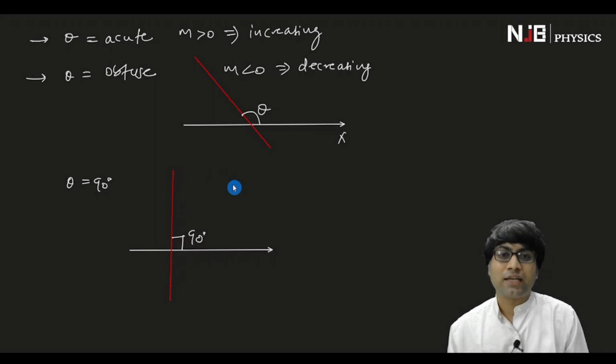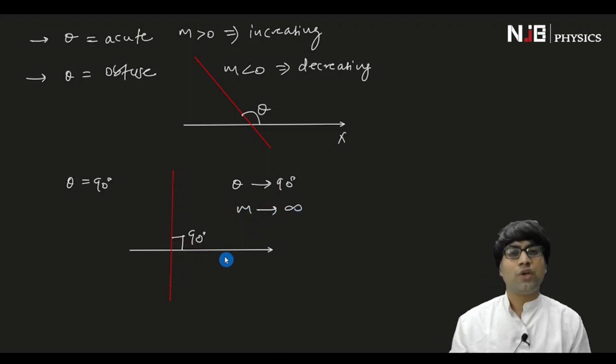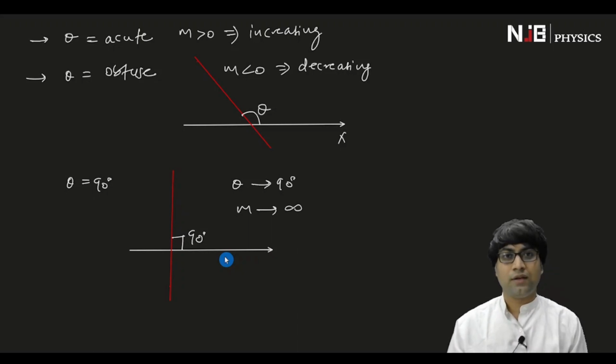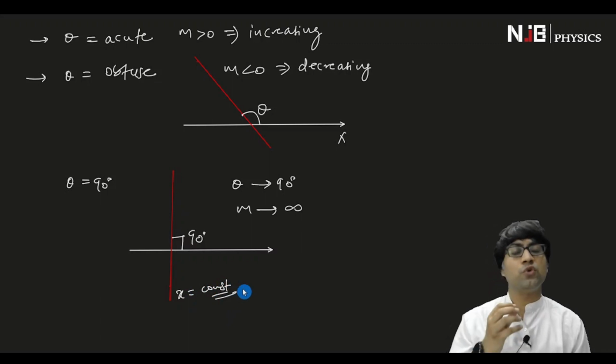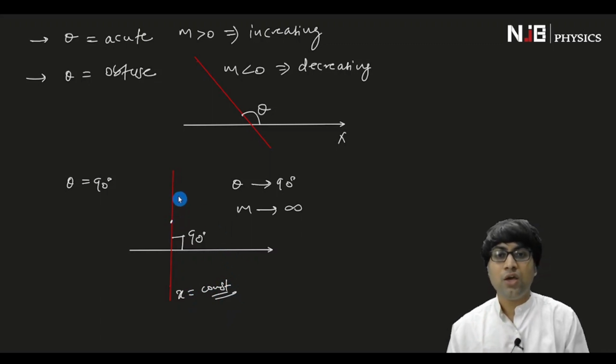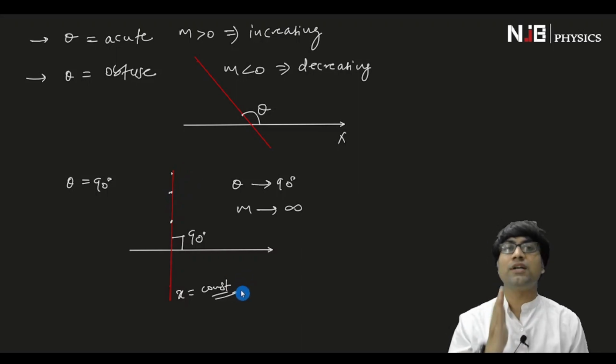However, we can say that if theta is approaching 90 degree, then the slope is going to approach infinity. So in physics, it is usual to say that whenever we have a vertical line, the slope of this vertical line is just infinite. And if you want to write the equation of this vertical line, it is going to be x equal to constant. Why x equal to constant? Because if you look at any point on this straight line, all these points are going to have the same x coordinate, whereas the y coordinates will be different.